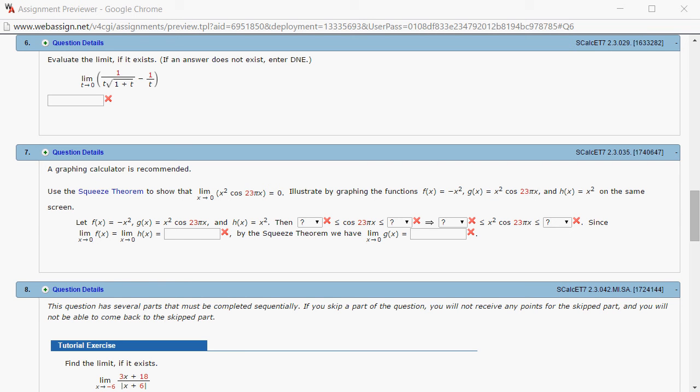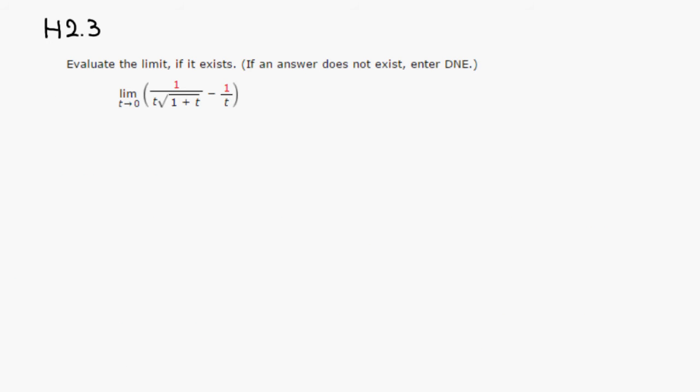Alright, let's look at homework 2.3, problem number 6. Let's evaluate this limit. So first thing I would do is take the common denominator.